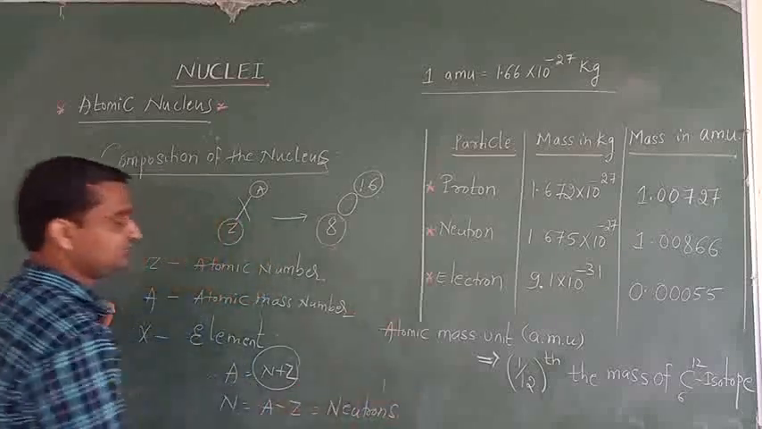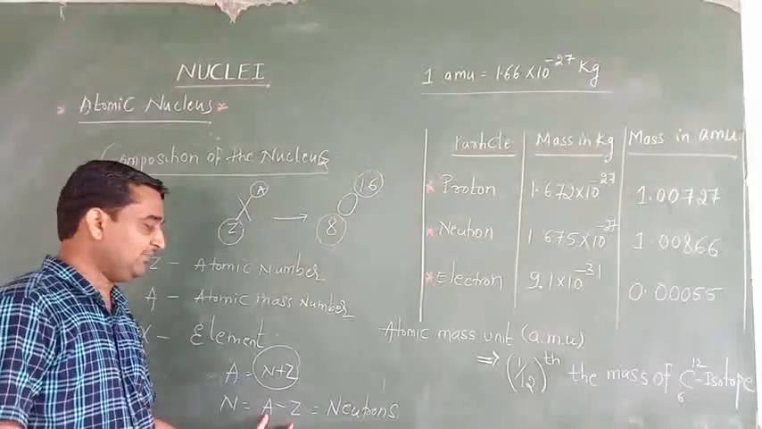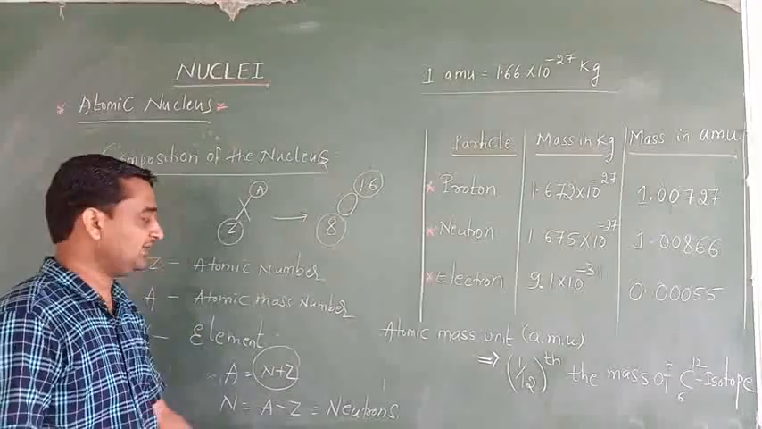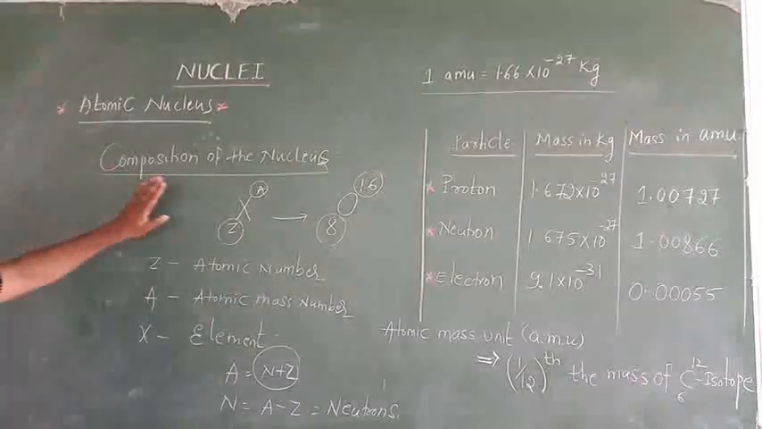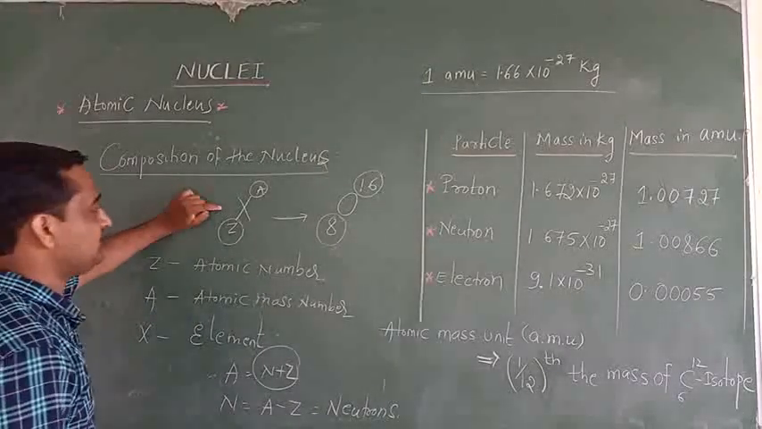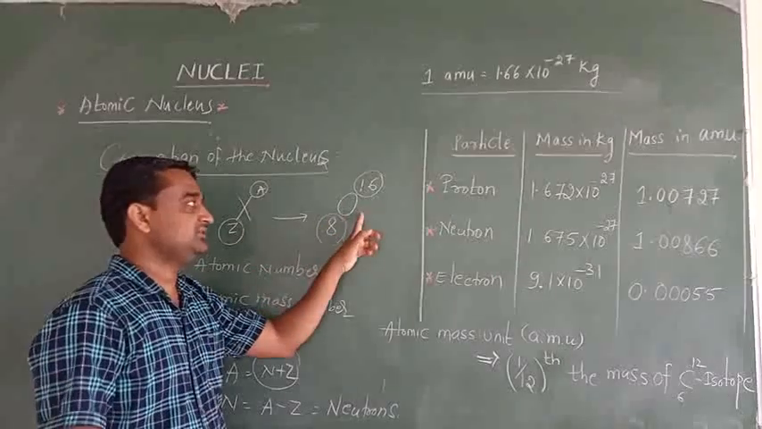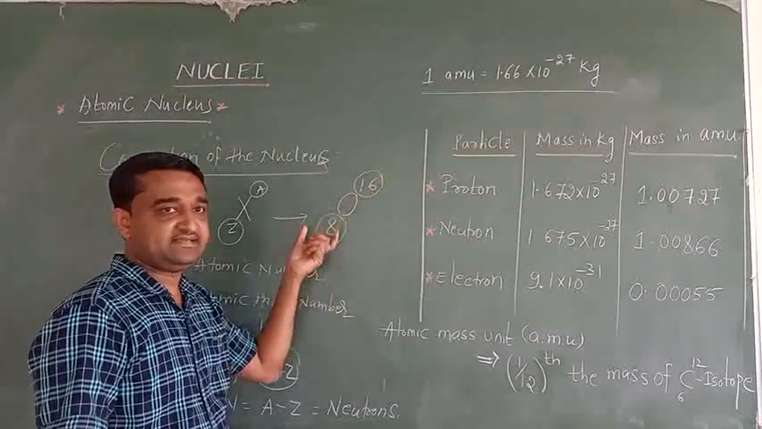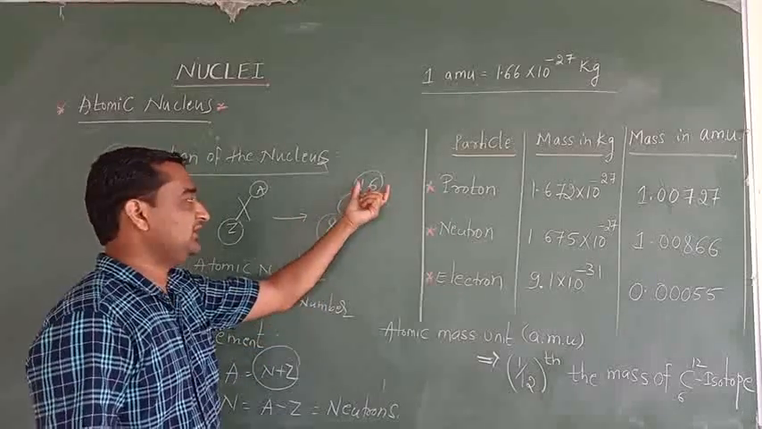So how are we going to find the number of neutrons present inside the nucleus? A minus Z. So A minus Z gives the number of neutrons, right? So this is the composition of the nucleus. Generally it is represented by the symbol X with Z and A. For example, oxygen, 8, 16. 8 is the atomic number.